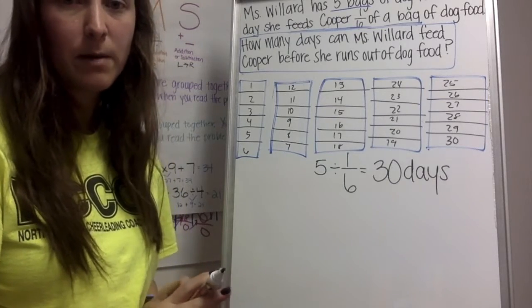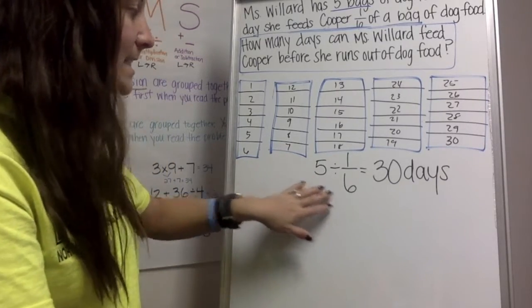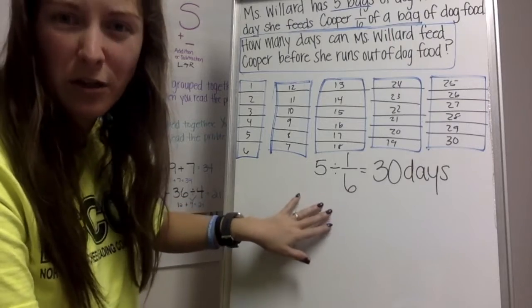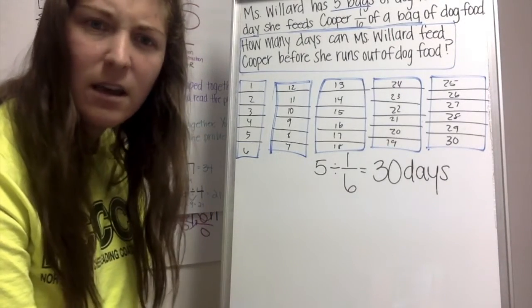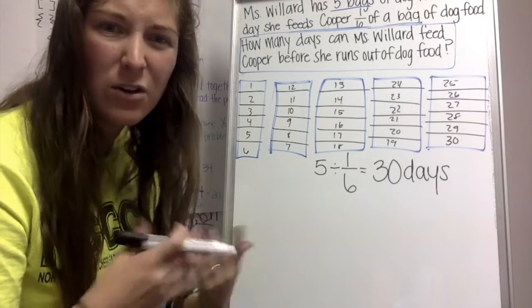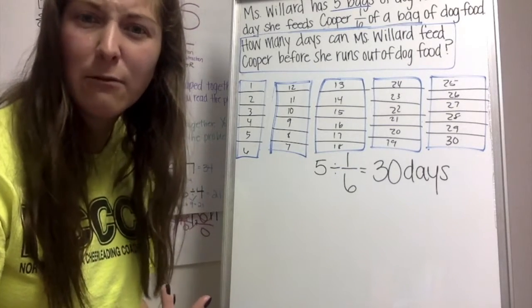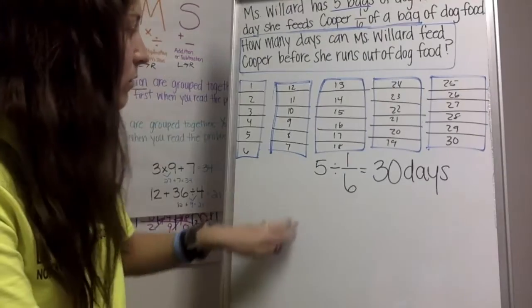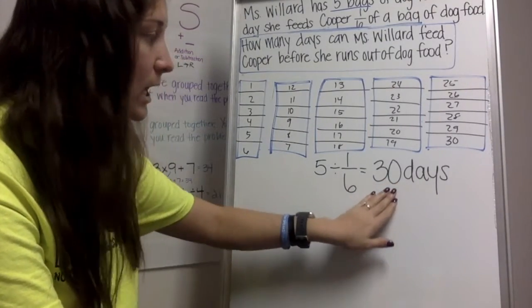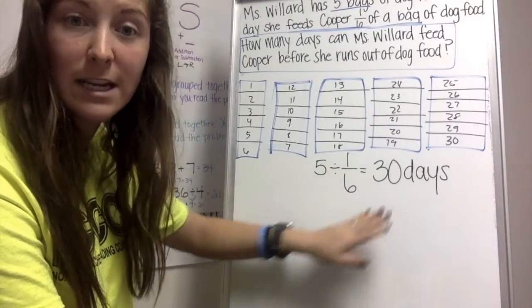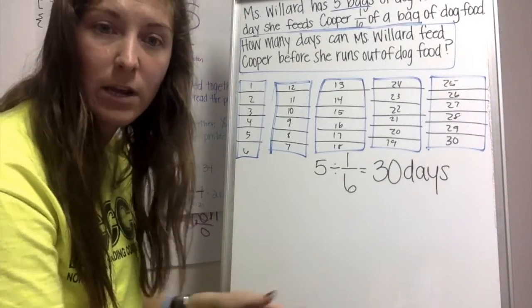Okay? Now, say I would have gotten 1/30 for my answer. Would that answer have made sense? If I'm thinking about days, I couldn't have a 30th of a day. That would be kind of silly. So you can remember here that anytime you start with a whole number, you're going to end with a whole number. And anytime you start with a unit fraction, you're going to end with a unit fraction.